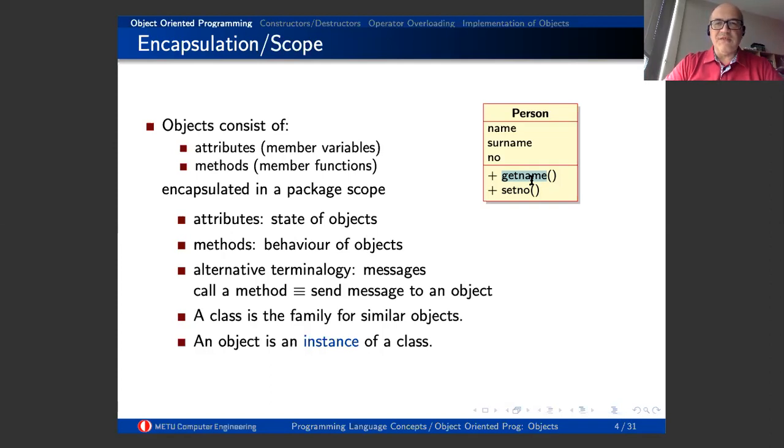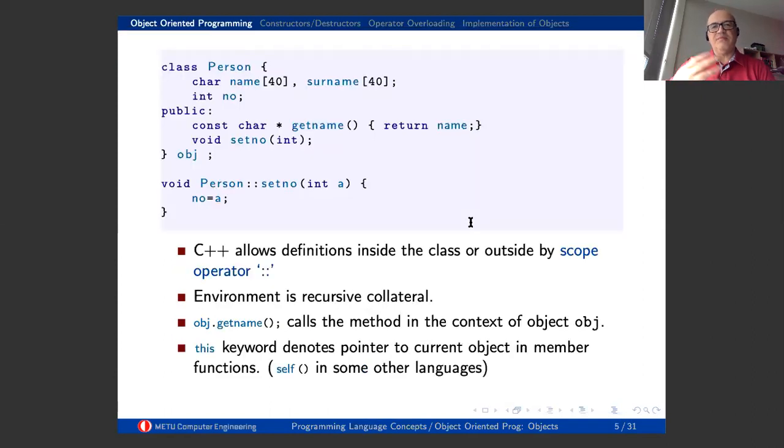An object is an instance of a class. So we have a relation between a class and an object like the relation between a type and a variable. As you instantiate a class, you will get a new object. So the typical definition looks like this.